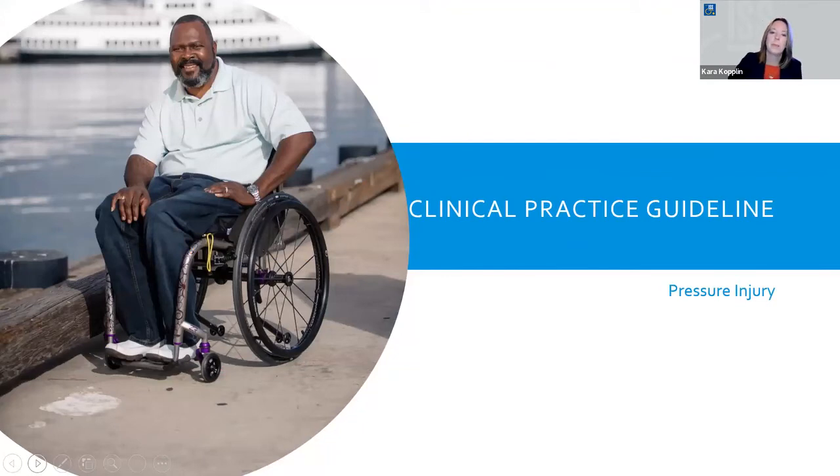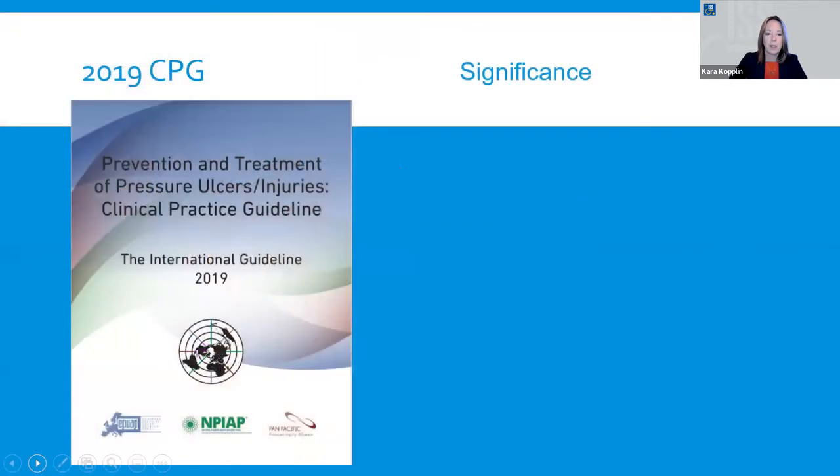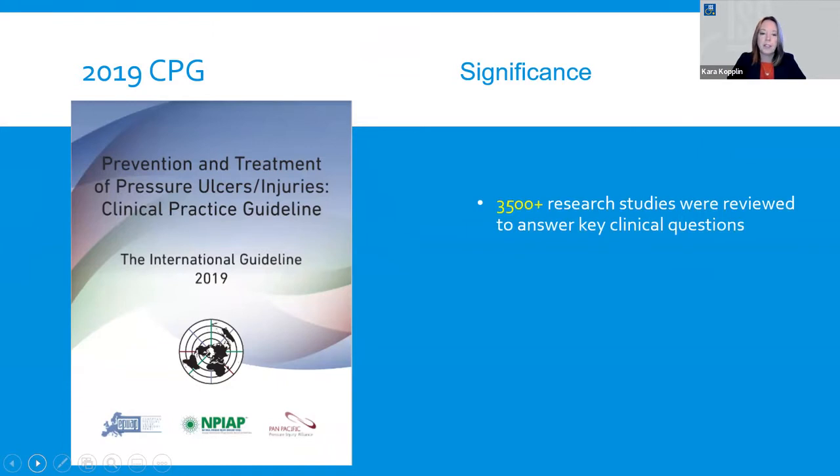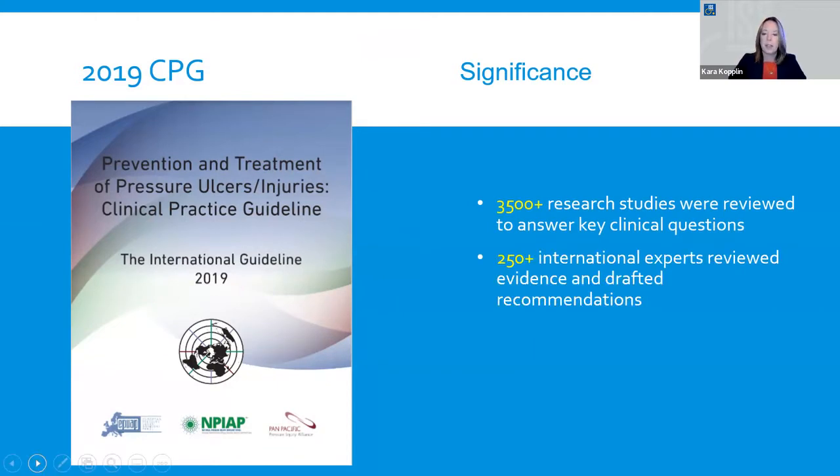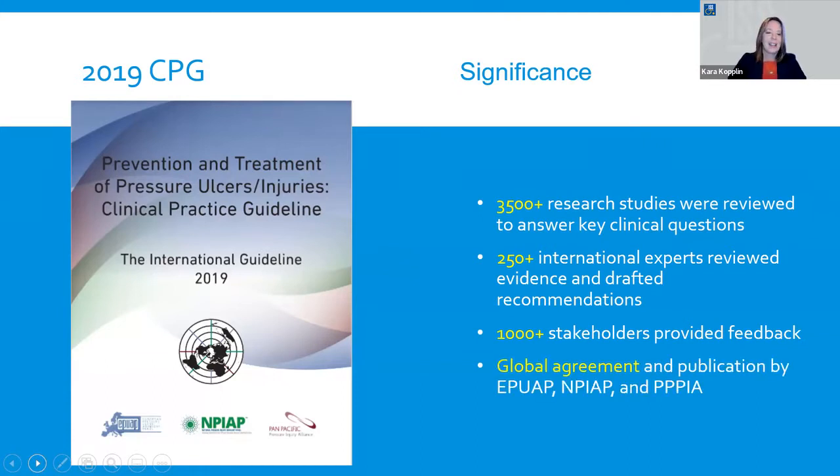So when the standards are developed, especially with cushions, we are looking at the clinical needs of the user, and we are informed by the state of clinical practice and especially the current clinical practice guideline. In 2019, the world authorities on pressure injury prevention, EPUAP, NPIAP, and PPPIA, published the current standard of clinical practice guidelines, which are based on over 3,500 research studies that were reviewed by over 250 international experts and vetted by 1,000 stakeholders, all to really assess what research has been done on pressure injuries, what we understand about them, and how we can best prevent them.